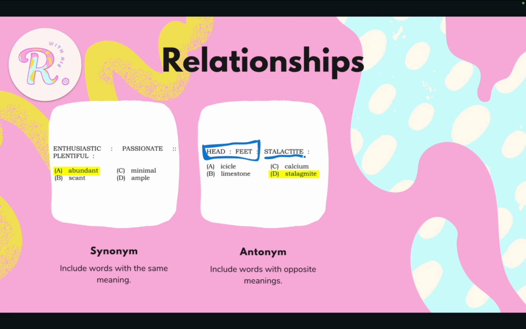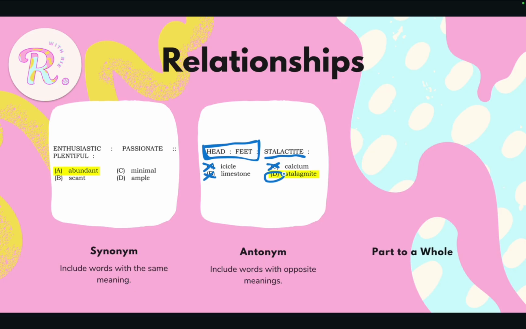We have here stalactite. Now the stalactite, as we know, is a cave formation that grows from the ceiling. So we need to find the cave formation that rises from the ground. So the icicle is not a cave formation, it's frozen water. Limestone is also not a cave formation, so are calcium. So that leaves us with the answer, stalagmite.